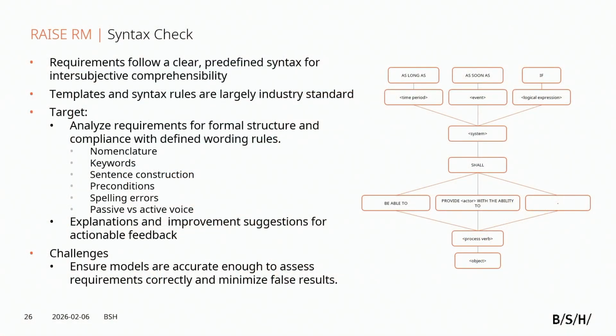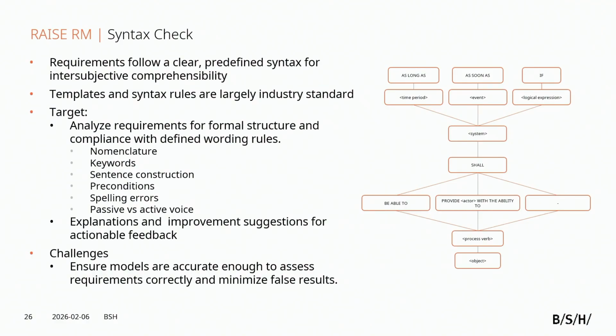And we have this very strict syntax here, so that if you write a requirement, every other engineer can comprehend it. So you're aiming for intersubjective comprehensibility. So when a system engineer writes a requirement, it's usually afterwards reviewed by other systems engineers or requirements engineers. So this is a task that is really done, and the first step in this task is checking the syntax. So is the right nomenclature used? Are the right keywords used? Is it following our syntax template? Are the preconditions correct? Are there spelling errors in the requirement?